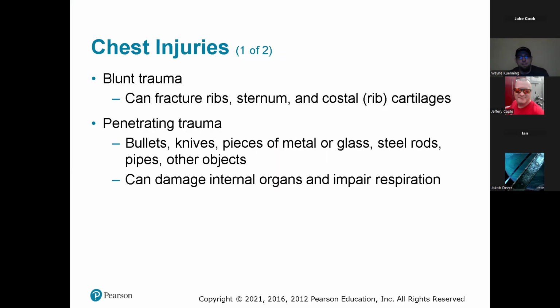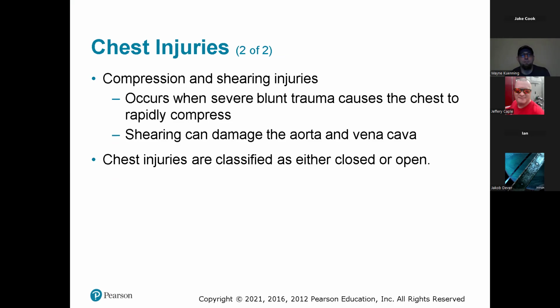Chest injuries. Blunt trauma typically causes fractured ribs, sternum, damage to the rib cartilage. Penetrating traumas, bullets, knives, pieces of metal, glass, steel rods can damage internal organs and impair respiration. That's where tension pneumos come in. That's where cardiac tamponade comes in, typically with penetrating traumas, which is where tension pneumos come from.